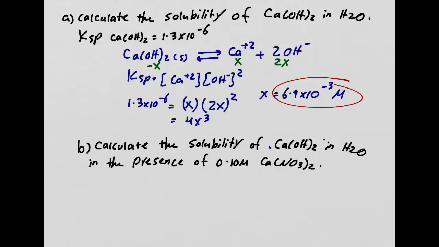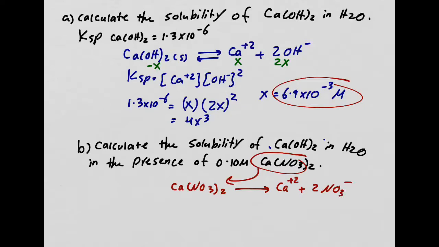Okay. Now, the next question. Again, it asks you to calculate the solubility of calcium hydroxide, but this time in the solution is also some calcium nitrate. Now, you notice calcium nitrate is 100% soluble in water. So all the nitrates are 100% soluble. So you end up with calcium and you end up with 2 nitrate going up. So far so good. Okay.